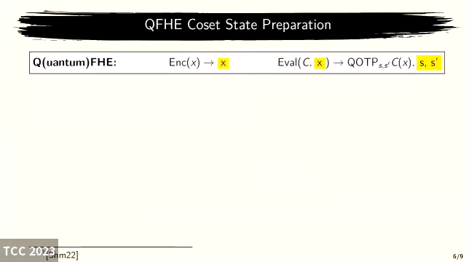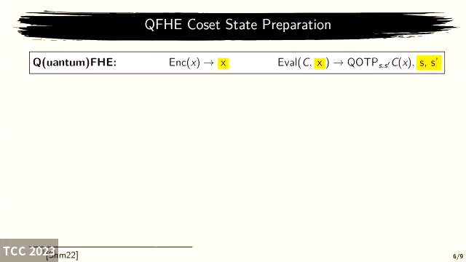So first I will describe this pure quantum FHE based coset state preparation by Shmueli in 2022. It's based on quantum FHE, and a bit of notation before. Whenever I write X or anything else on a yellow square, it means that it's an encryption of X using quantum FHE. And so quantum FHE works in the following way.